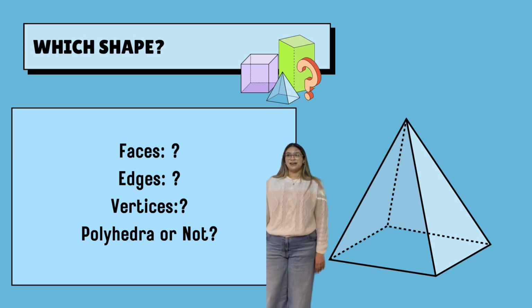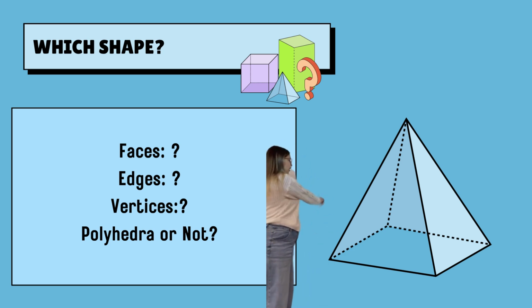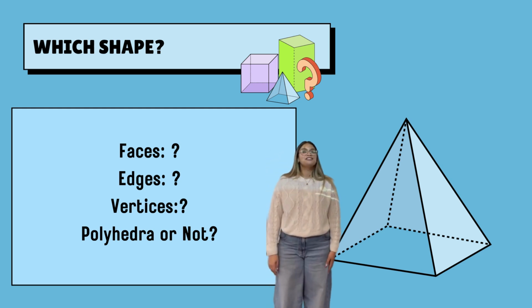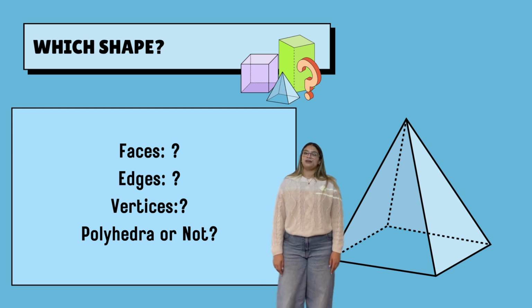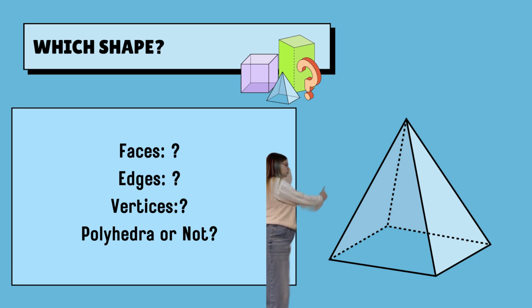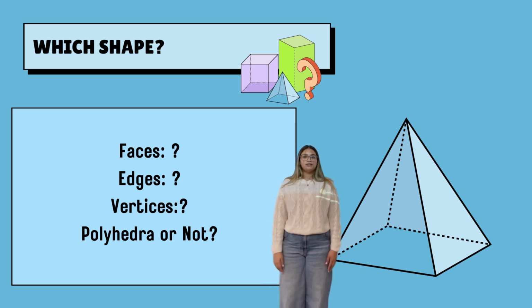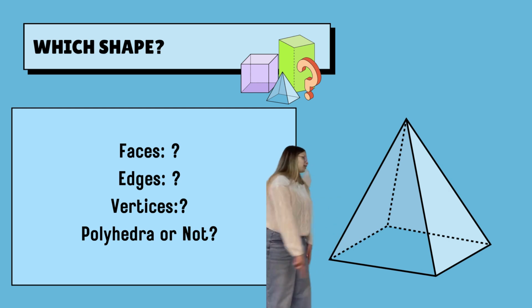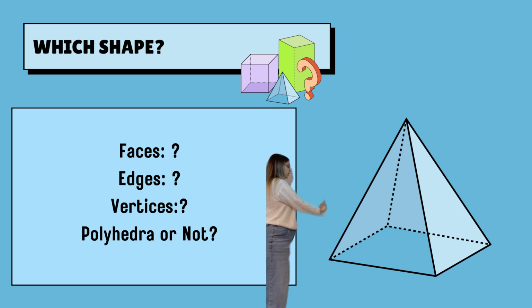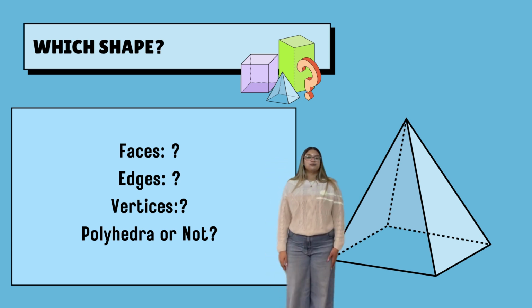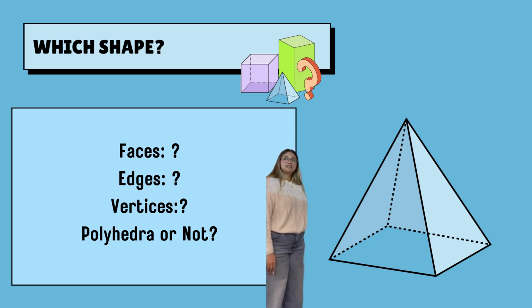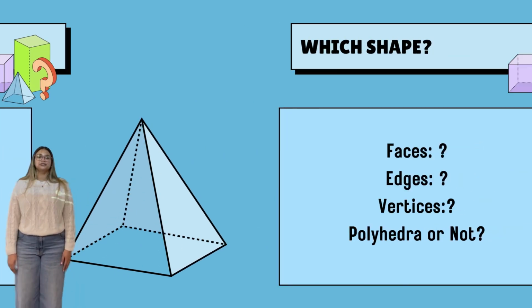A square-based pyramid. How many faces does it have? Let's count. 1, 2, 3, 4, 5. 5 faces. How many edges does it have? Let's count. 1, 2, 3, 4, 5, 6, 7, 8. 8 edges. How many vertices does it have? Let's count. 1, 2, 3, 4, 5. 5 vertices. Is it polyhedral or not? It's polyhedral.